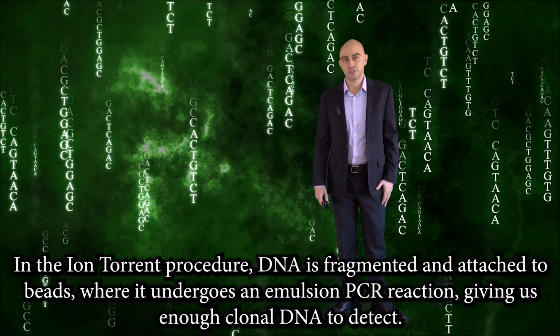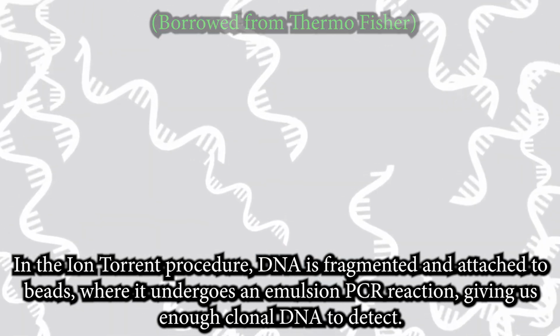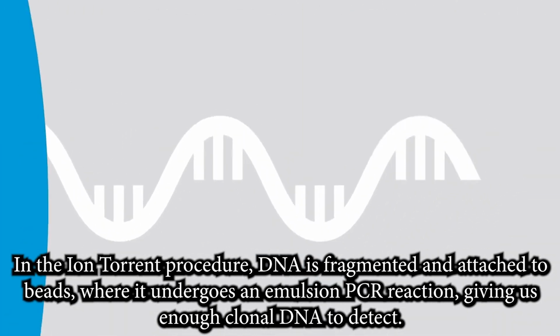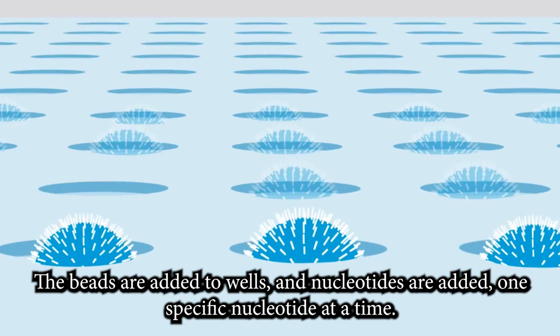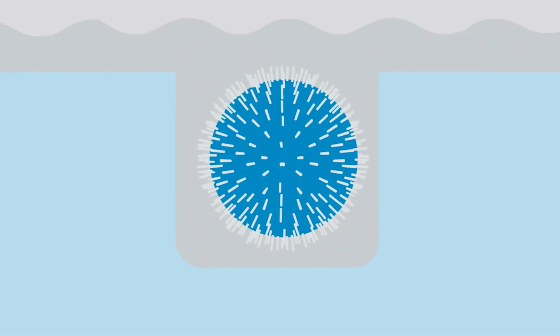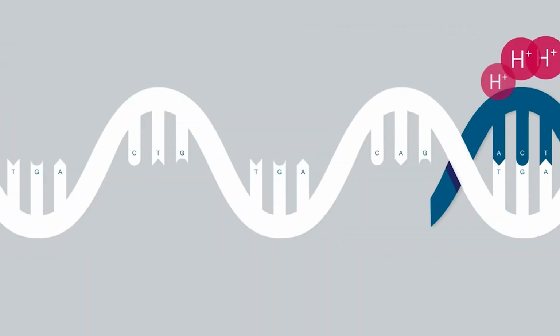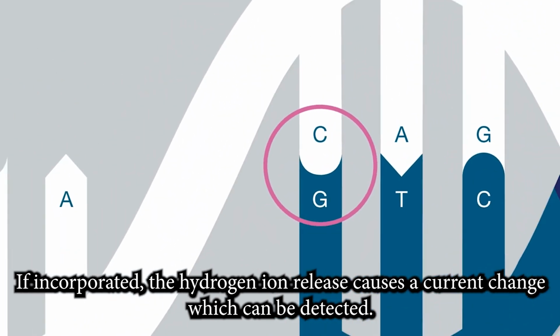In the Ion Torrent procedure, DNA is fragmented and attached to beads, where it undergoes an emulsion PCR reaction, giving us enough clonal DNA to detect. The beads are added to wells, and nucleotides are added, one specific nucleotide at a time. If incorporated, the hydrogen ion release causes a current change which can be detected.